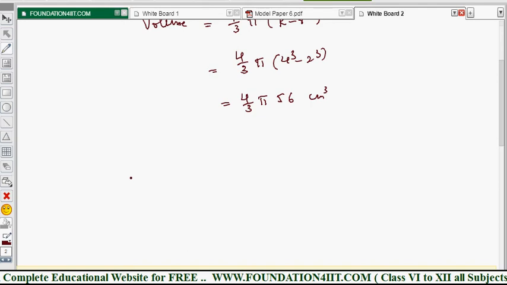Now let us take the solid cone data. In the solid cone, the radius of the base is given.